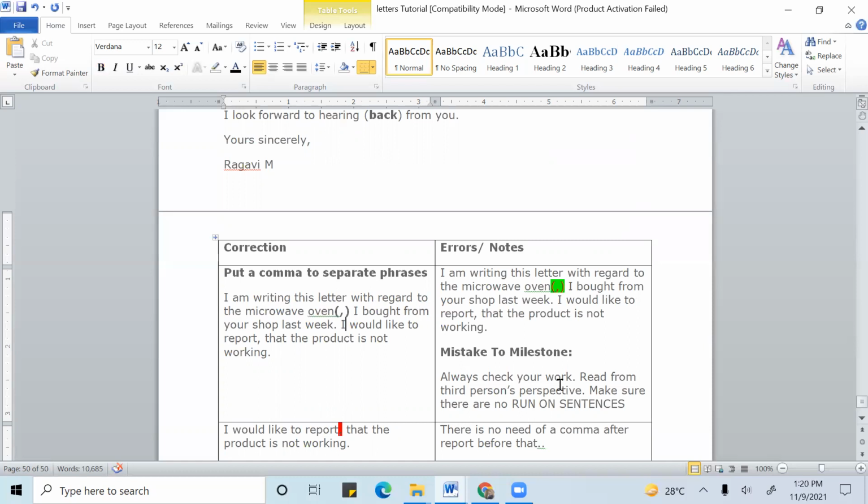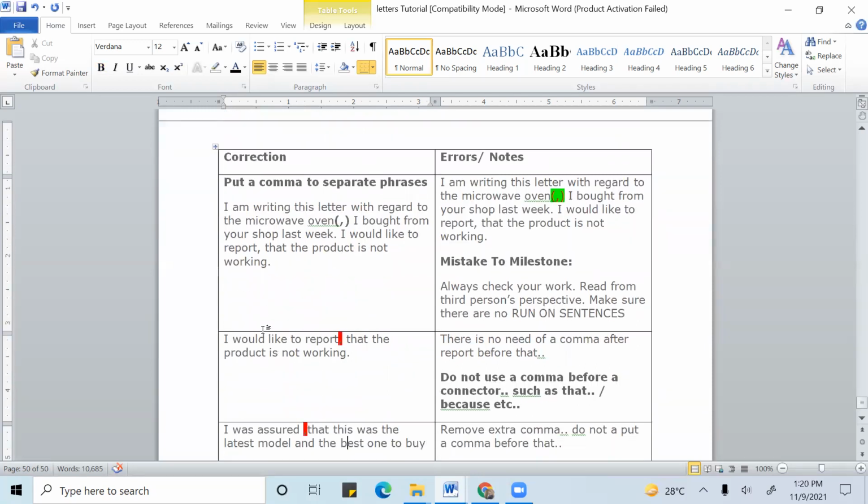So always check your work, read from a third person's perspective. Make sure there are no run-on sentences. So these are run-on sentences where there is no comma to separate different phrases. And so you should put a comma here. That's one. Now look at the second sentence. I would like to report, and before that there is a comma. So there's no need of this comma here. This is redundant. There's no need of a comma after report.